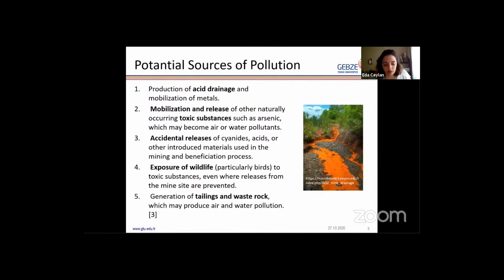In this slide, a summary of the previous slide: general potential sources of pollution. You can see the production of acid drainage and mobilization of metals, mobilization and release of naturally occurring toxic substances such as arsenic, which may become air or water pollutants, accidental release of cyanide or other introduced materials used in the mining and beneficiation process, exposure of wildlife, particularly birds, to toxic substances even when release from the mine site is prevented, and generation of tailings and waste rock, which may produce air and water pollution.